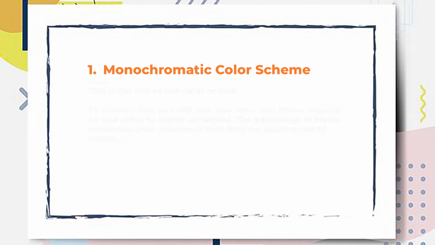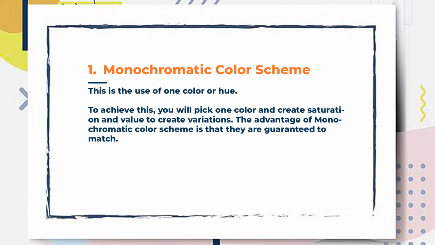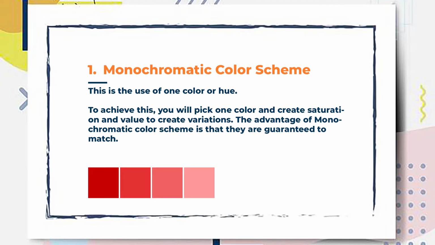First is monochromatic color scheme. This is the use of one color or hue. To achieve this, you will pick one color and adjust saturation and value to create variation. The advantage of monochromatic color scheme is that the colors are guaranteed to match.